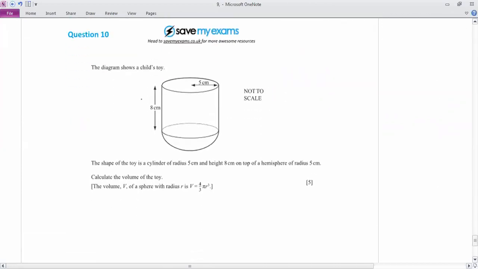Okay, look at this one. This is actually a toy. And the toy is like this one. The top is slender and the base, one side is a hemisphere. So you have to calculate the volume. It's simple. How do we find the volume of the cylinder? So volume will be equal to volume of cylinder plus volume of hemisphere.